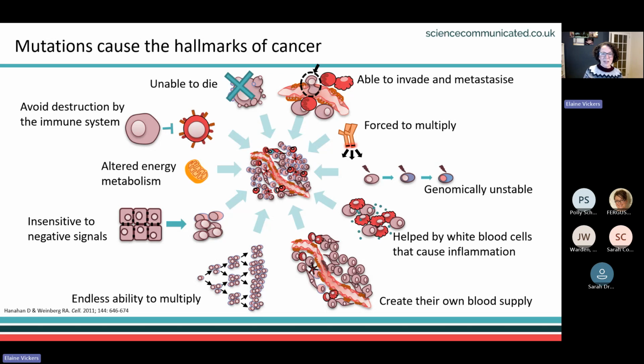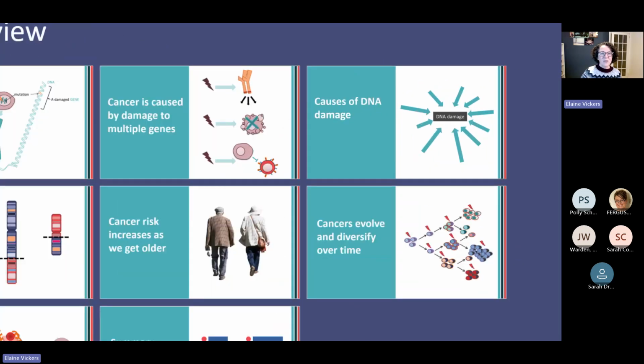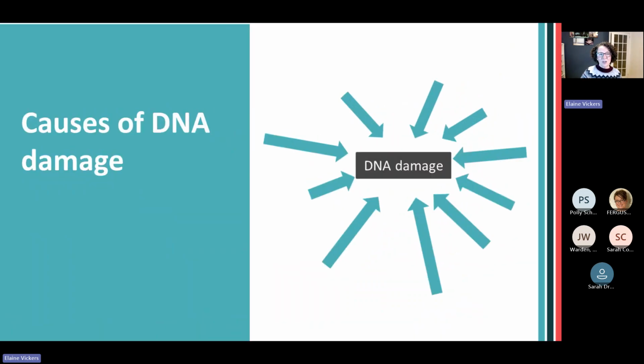And then lastly, they are genomically unstable. This is the fancy way of saying they are prone to accumulating more and more mutations over time. They tend to be quite bad at detecting DNA damage and very bad at repairing DNA damage. So they accumulate a lot of mutations at a much faster rate than a healthy cell would. So these are some of the properties of cancer cells that are caused by the DNA damage that they contain.